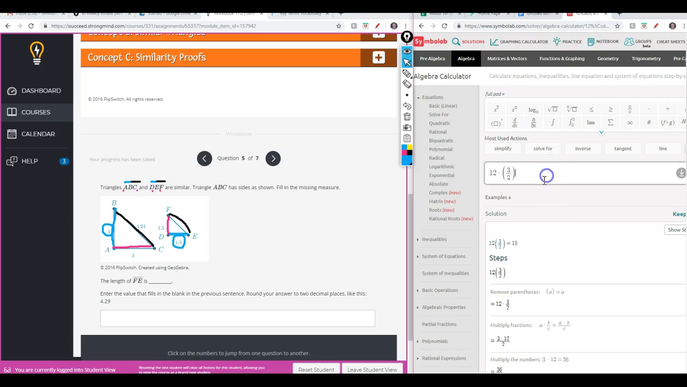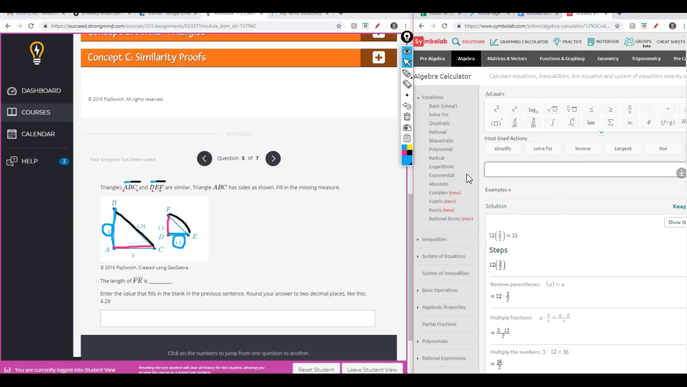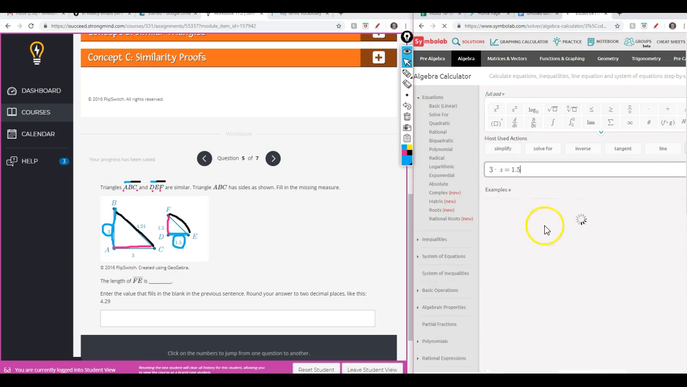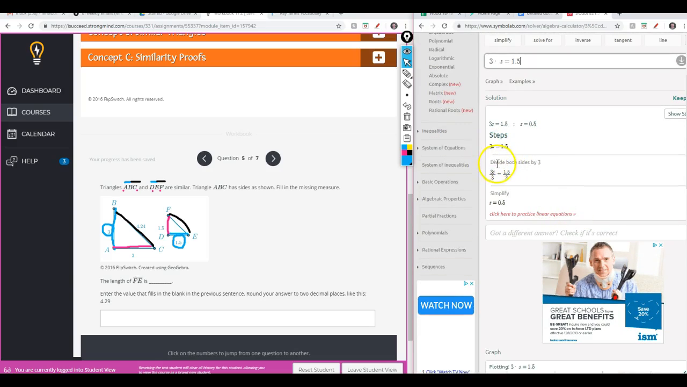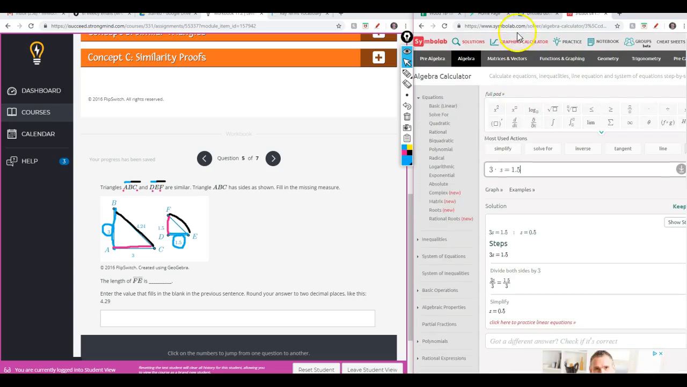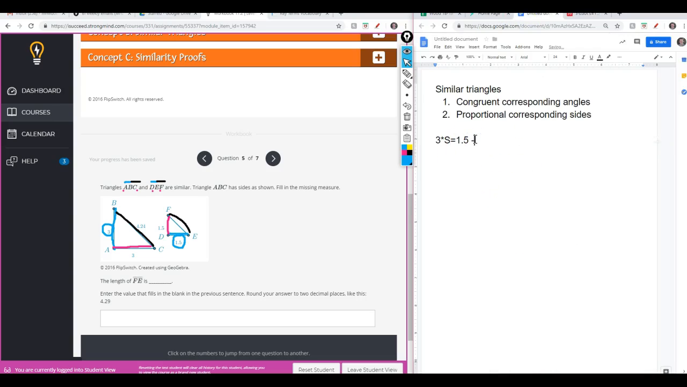So again, the focus of this is the relationships between the side lengths. And you can use this to support you with the algebra. So 3 times the scale factor has to equal 1.5. And this will help us with the algebra. So if you notice that it says to divide both sides by 3, so 3 divided by 3 reduces down to 1. And again, 1 is implied in math in front of any letter. And then 1.5 divided by 3 reduces down to 0.5. So our scale factor is 0.5.